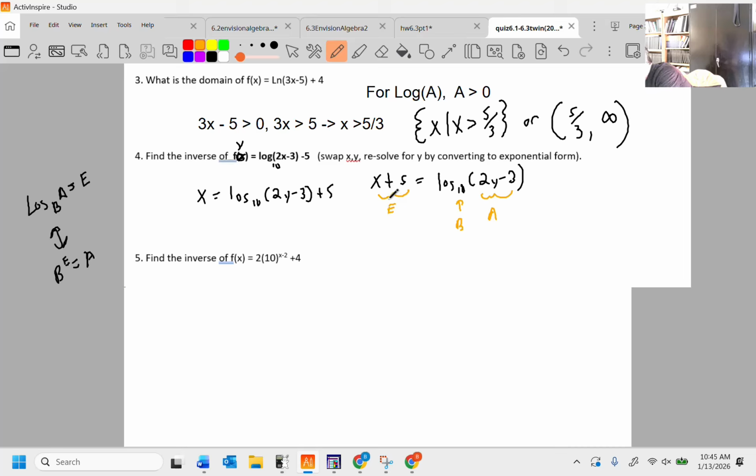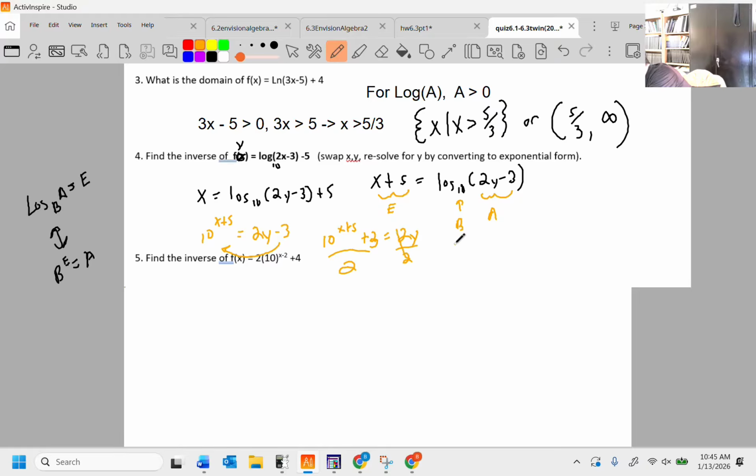So our conversion here, we have a 10 for a base. She is raised to the x plus 5 power, and she would equal twice y minus 3. 2 moves and you're done. First move, add 3 to both sides. 10 to the x plus 5, plus a 3, is twice y, and divide out the 2.